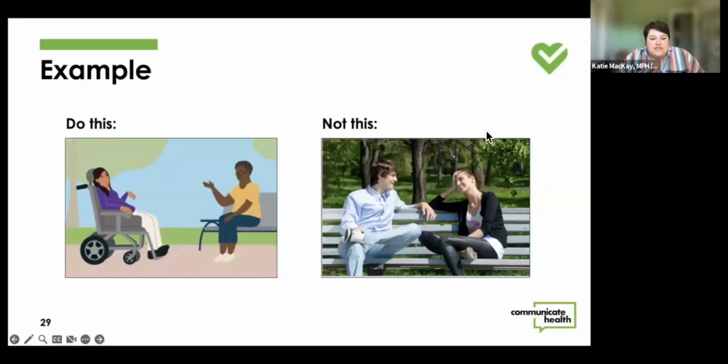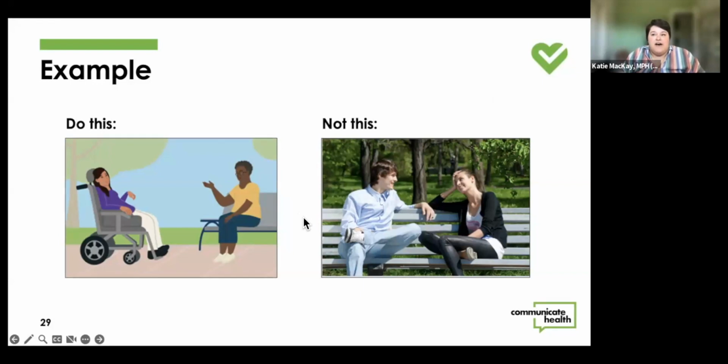So if you could go to the example, Janelle. So say you had a material where the audience is folks with disabilities. You would make sure you want to reflect those audiences in your materials. You can see that here in this example.